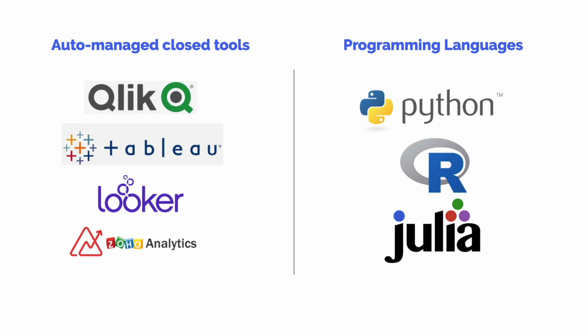In the other extreme, we have what we call programming languages, or we could call them open tools. These are not sold by an individual vendor, but they are a combination of languages, open source libraries, and products. Python, R, and Julia are the most popular ones in this category. Let's explore the advantages and disadvantages of them.